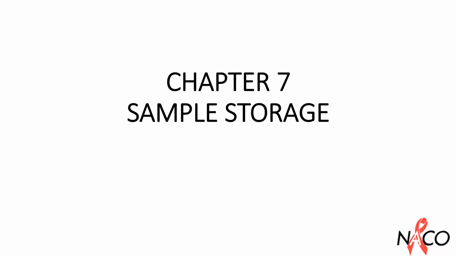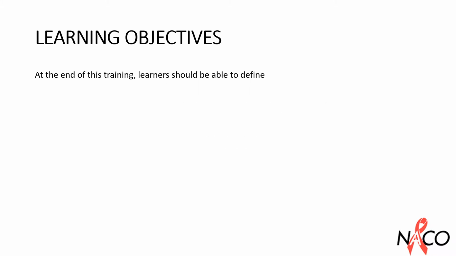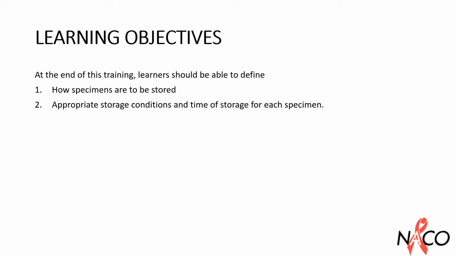Chapter 7, Sample Storage. Topic: General Concepts, Safe Storage of Samples. At the end of this training, learners should be able to define how specimens are to be stored, appropriate storage conditions, and time of storage for each specimen.